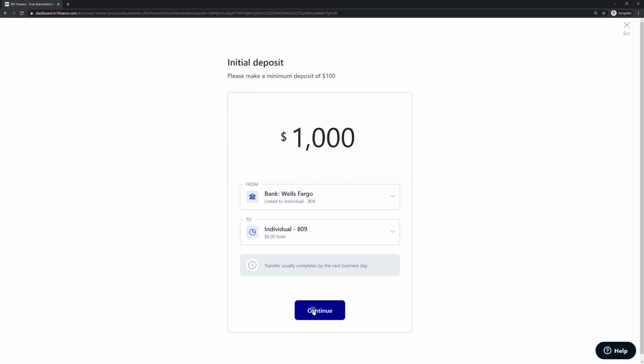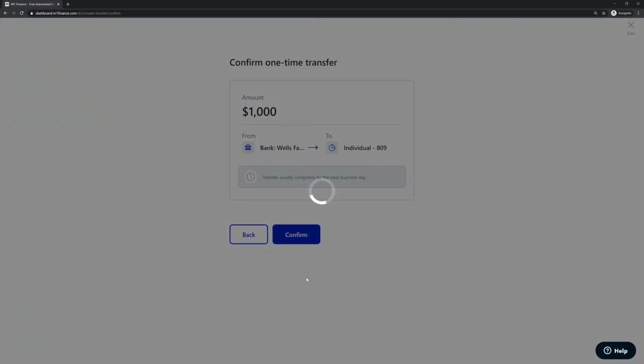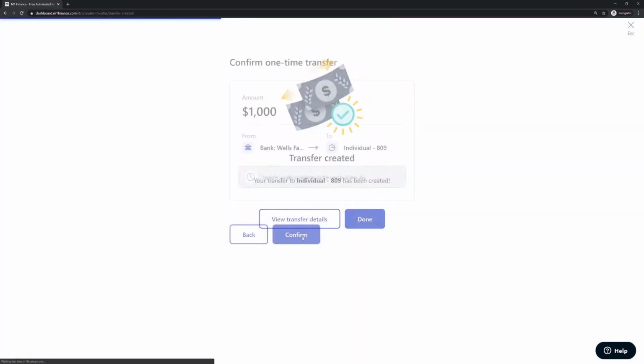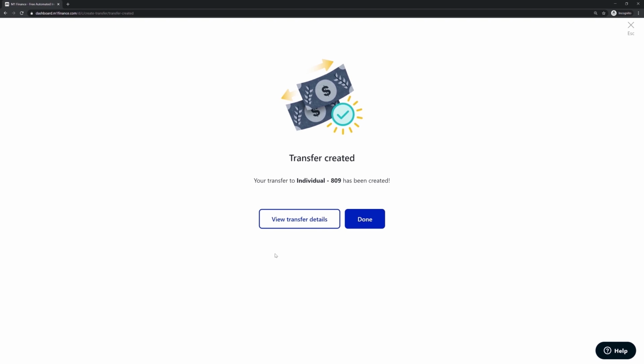All right, here we are. So you got your home screen now. Transfer completed. All right, so we have our $1,000 invested in M1.